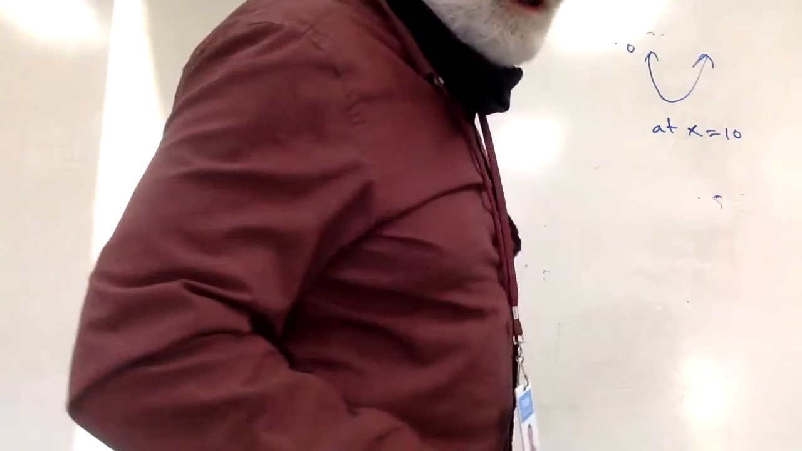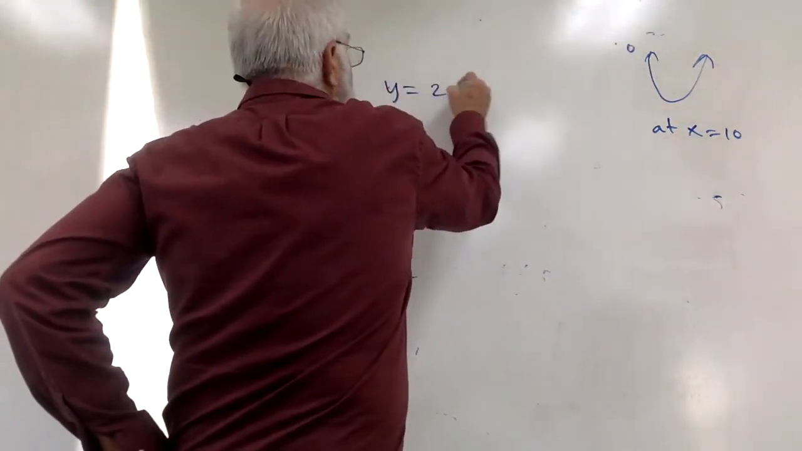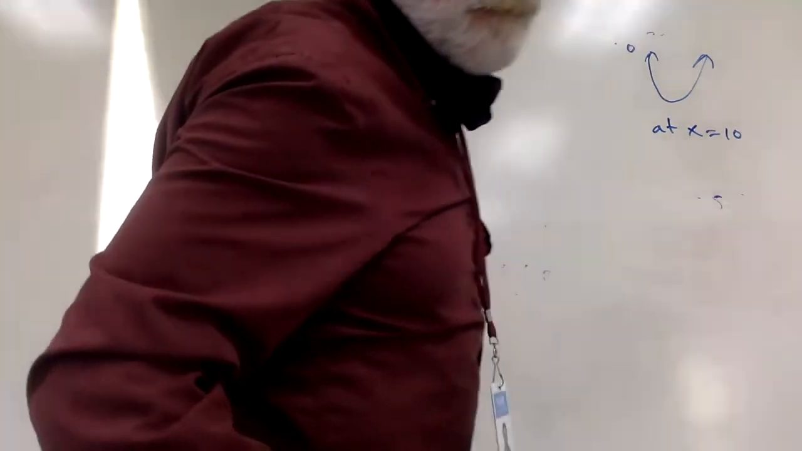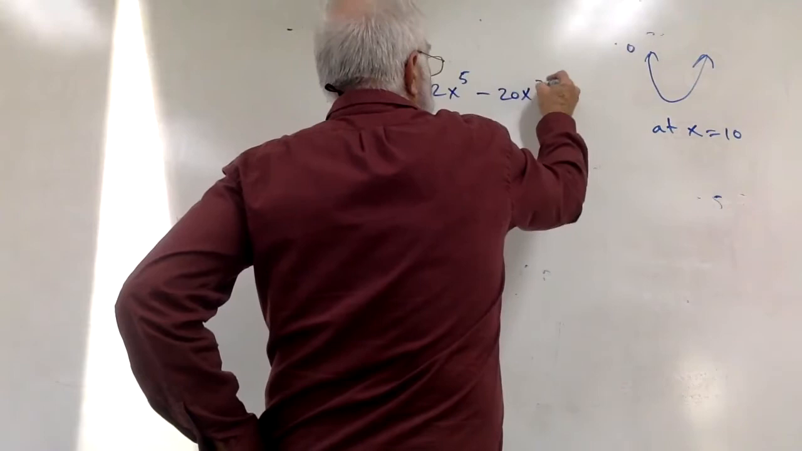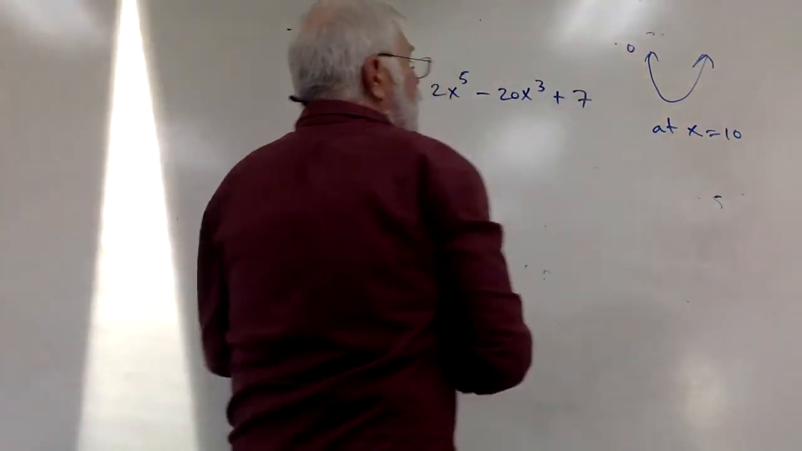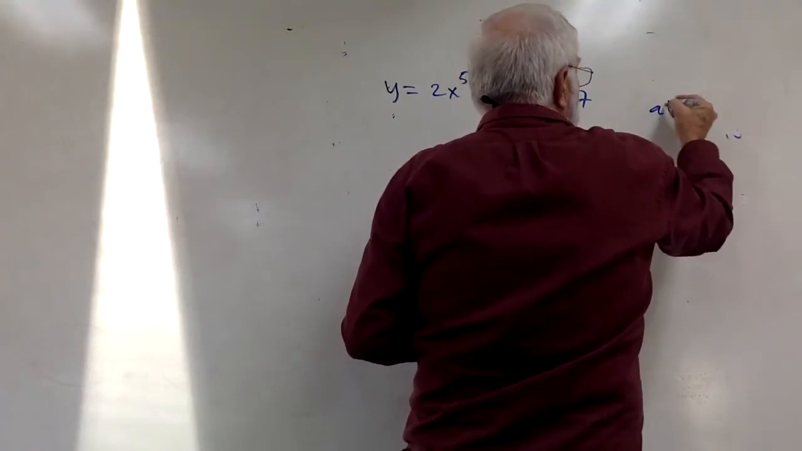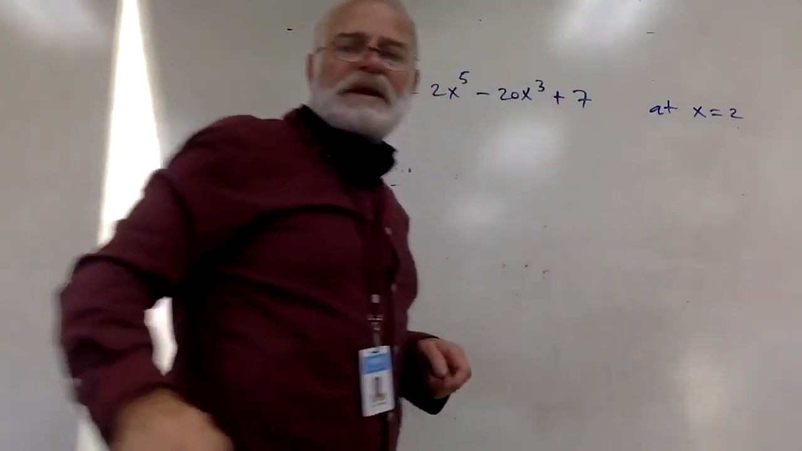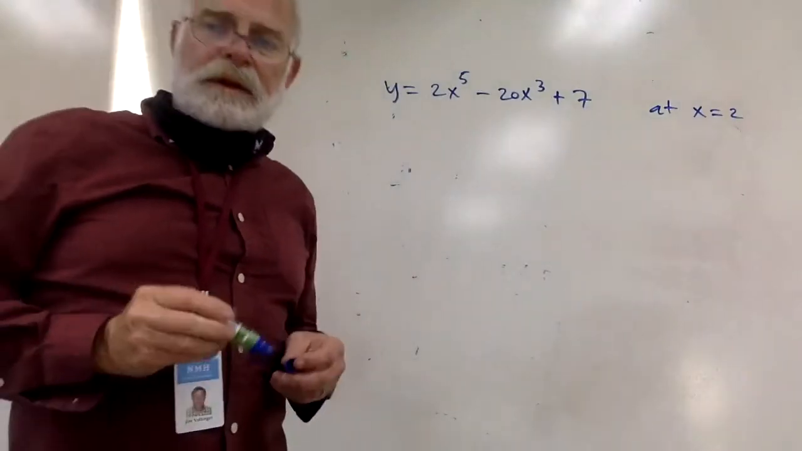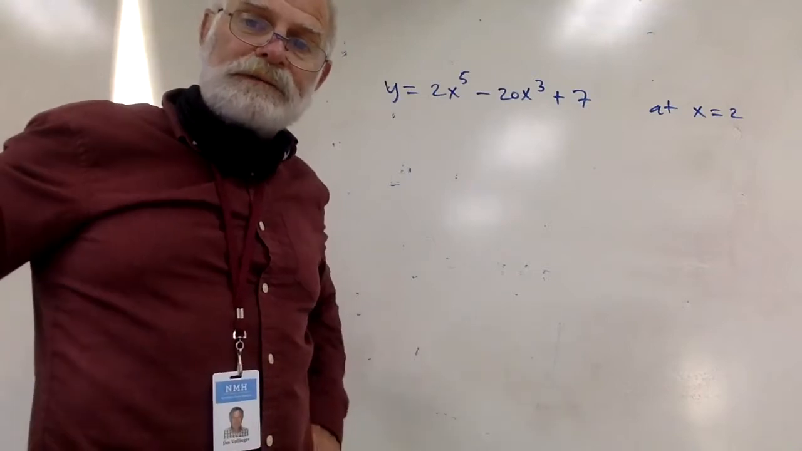All right, now we're looking at: write the equation of the line tangent to y equals 2x to the 5th minus 20x cubed plus 7, at x equals 2. And one of the non-calculus skills that I would like you to develop is to get a sense of what this graph looks like without calculus.